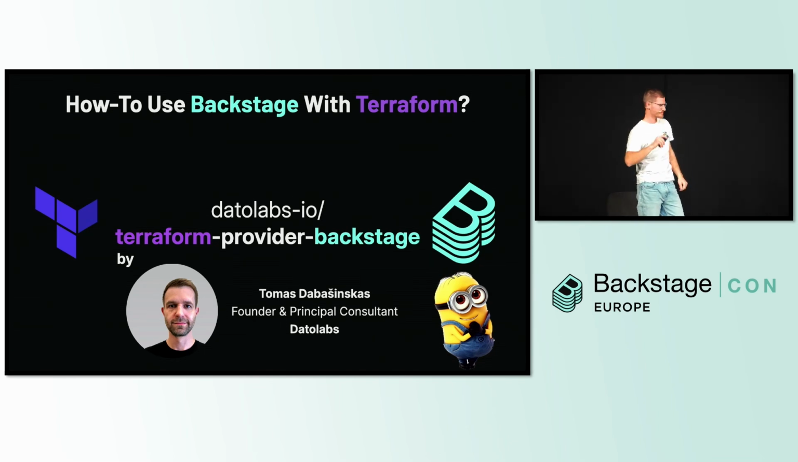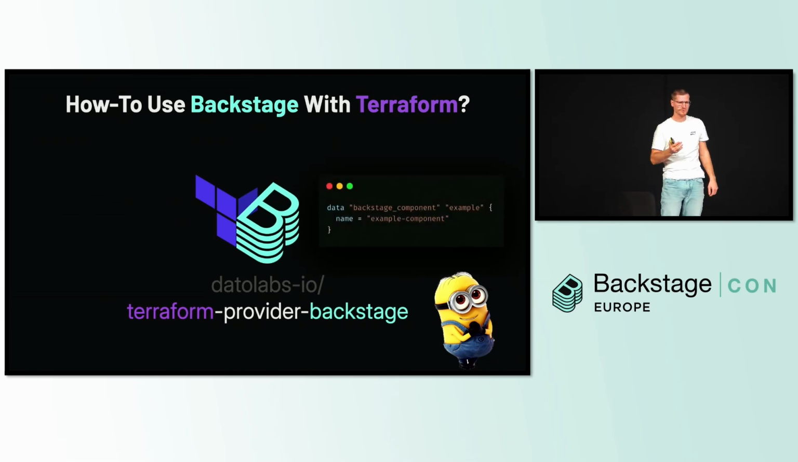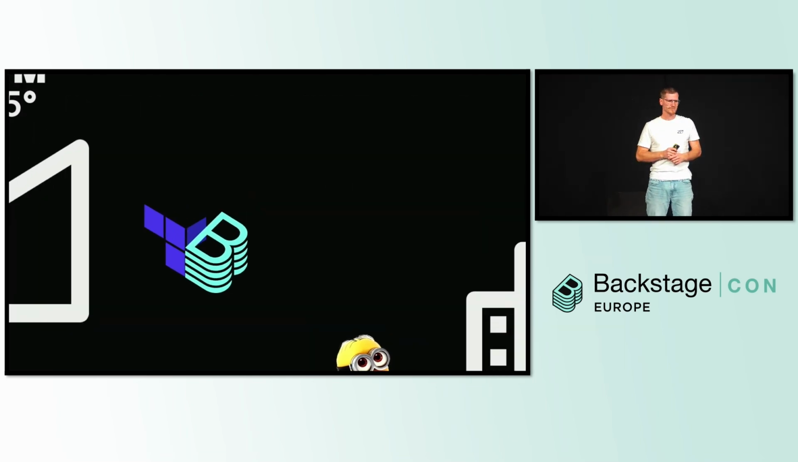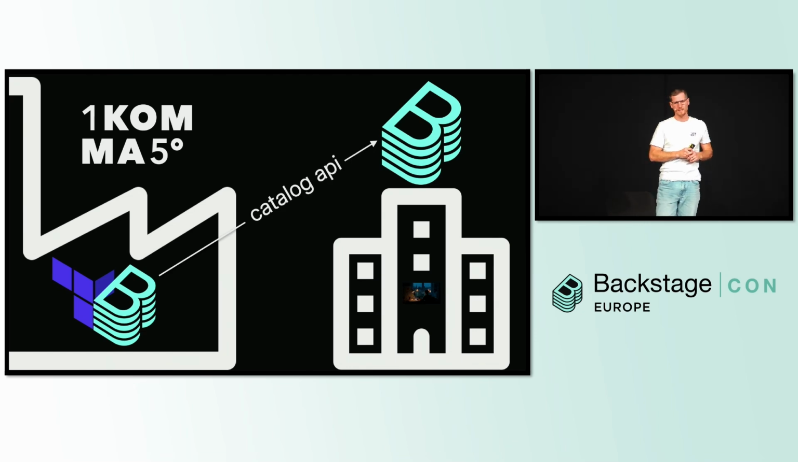But the story continues. So the provider is also super easy to use. It just has a bunch of data resources that map to the catalog API. You give it a component name, and you get back all of the entity metadata. What would you want more? So Dave and his team plugged in the provider and started to roll it out.